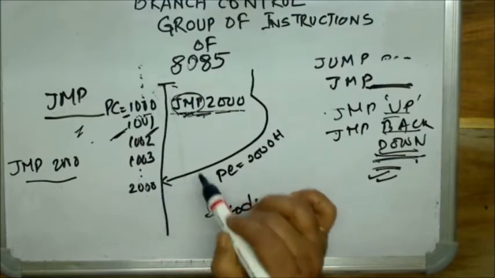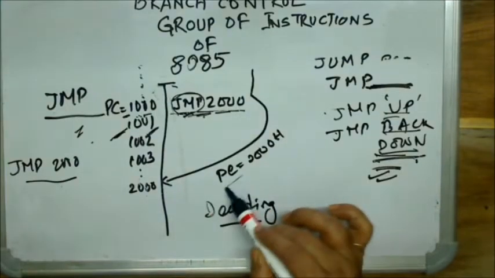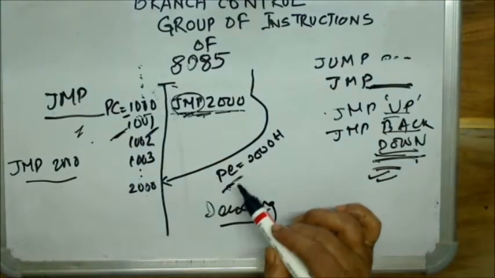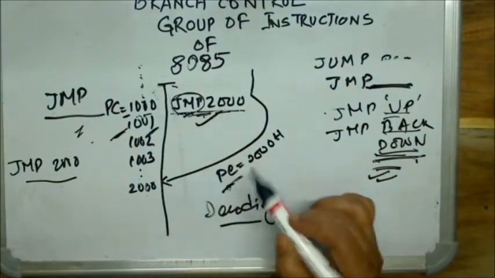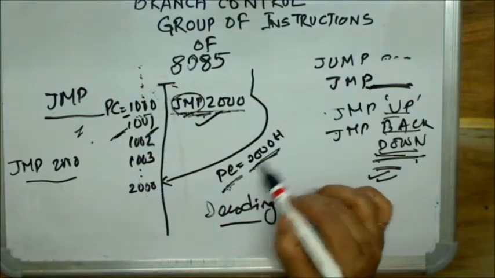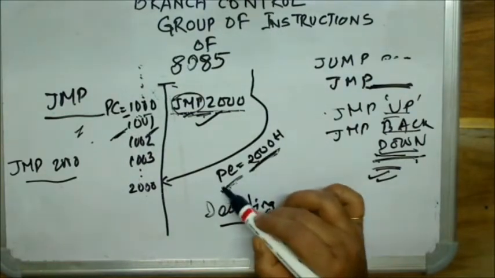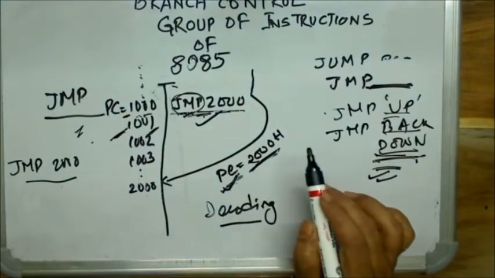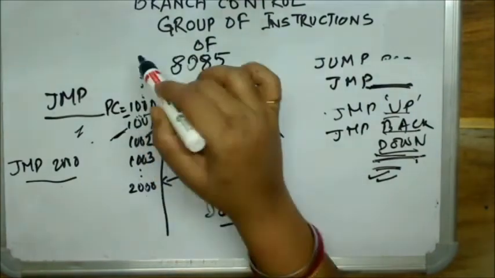Who gives you the next instruction? The program counter. The program counter gives you the address of the next instruction. That means after execution of this instruction, 2000H will be loaded in the program counter. Understood the whole process? So again I am repeating.